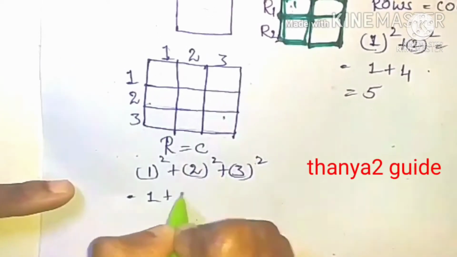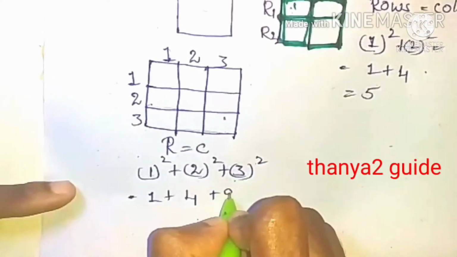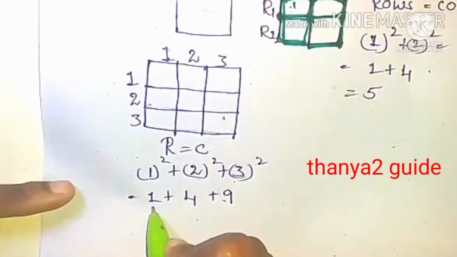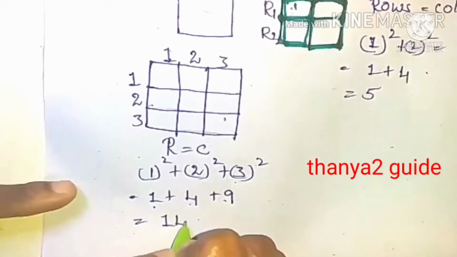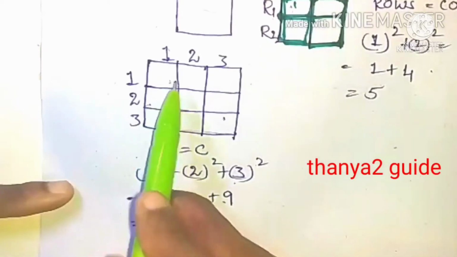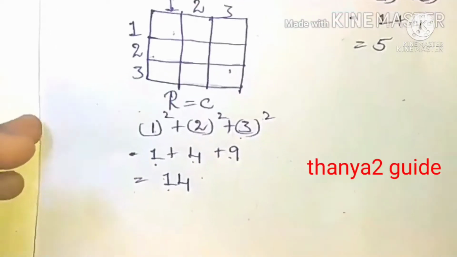1 square is 1, 2 square is 4 and 3 square is 9. So 9 plus 1 is 10, 10 plus 4 is 14. So how many squares are there in this figure? 14 squares are there. I am giving one more as your homework.